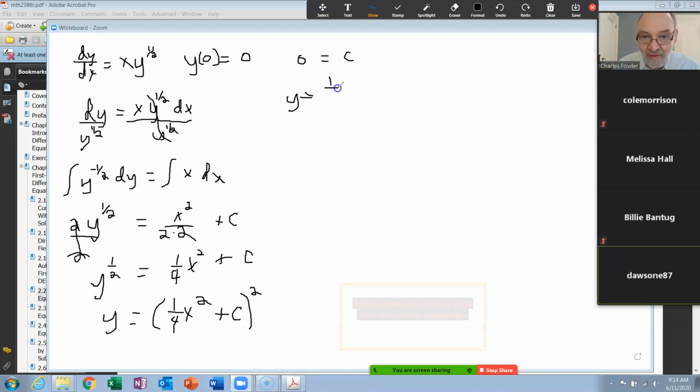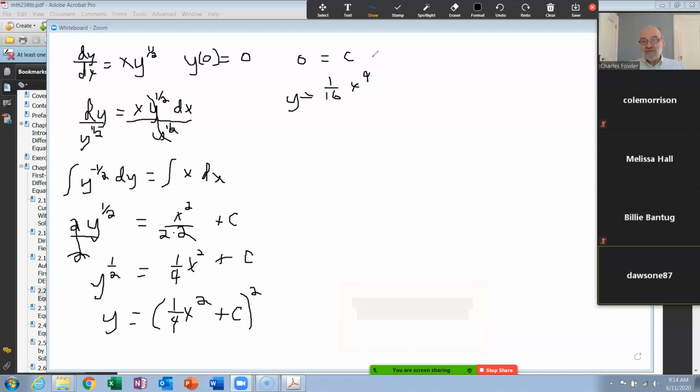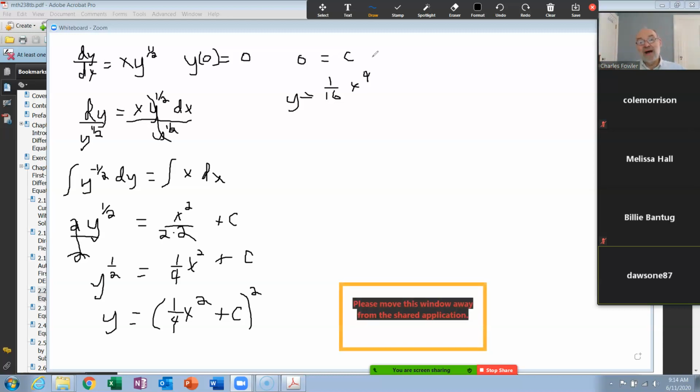So that then gave your solution as y is equal to 1/4. Well, let's go and square it. If C is 0 down here, this would be 1/16. 1/4 squared is 1/16, x to the 4th. And on the surface, that looks perfectly fine, meets the initial condition, x equals 0, y is equal to 0. Perfectly fine. However, there is another solution out there, y is equal to 0.